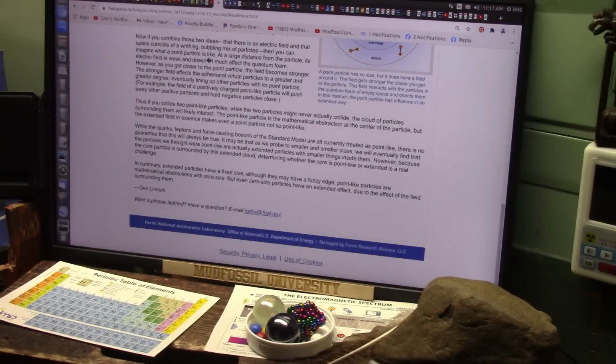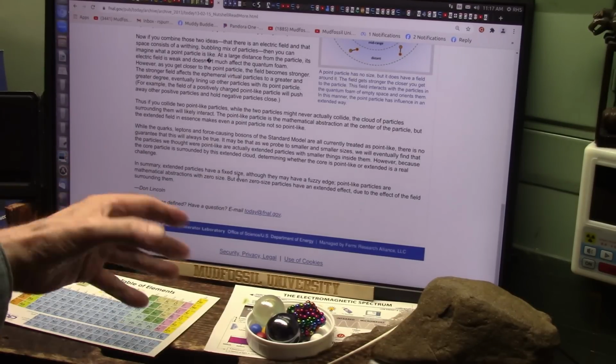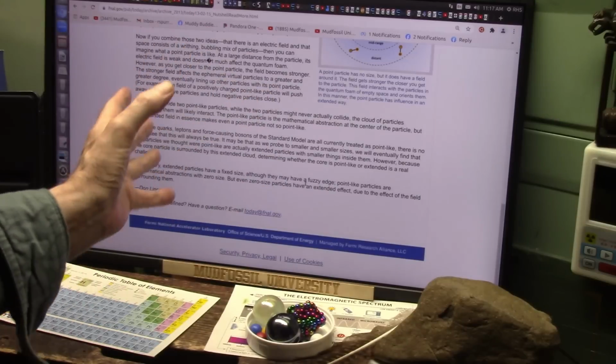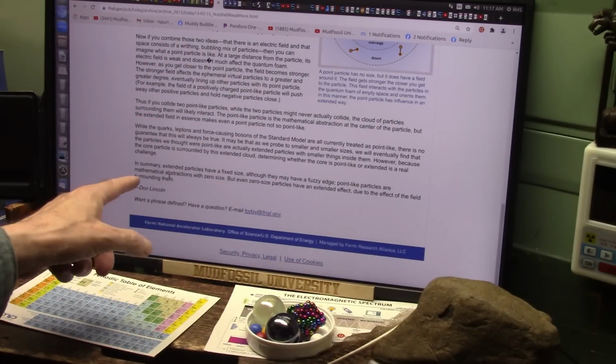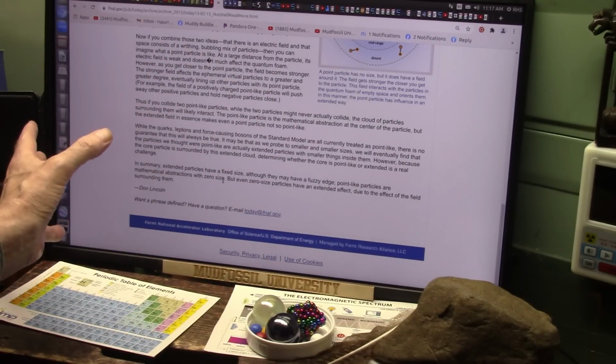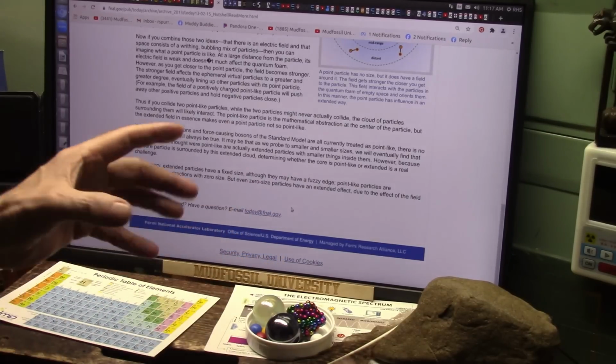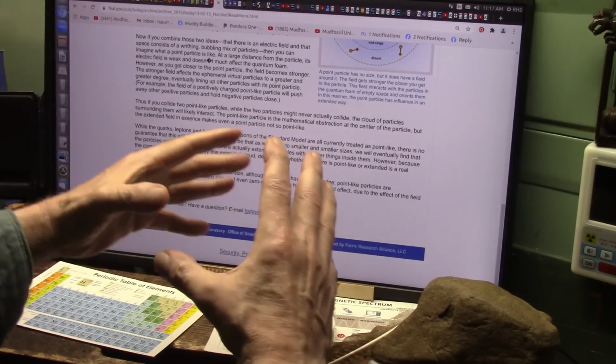Anyway, in summary, extended particles have a fixed size. The black ones never change, I agree. And they have a fuzzy edge, I agree. Point-like particles are mathematical abstractions, no size whatsoever, but the particles have an extended effect. And that's the field that he talks about. Looking at it closer, it gets bigger.